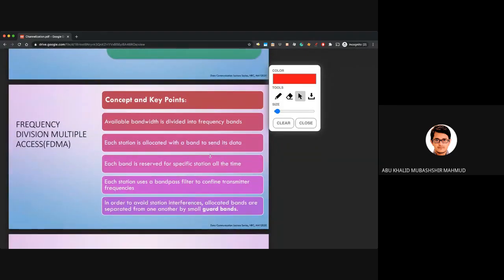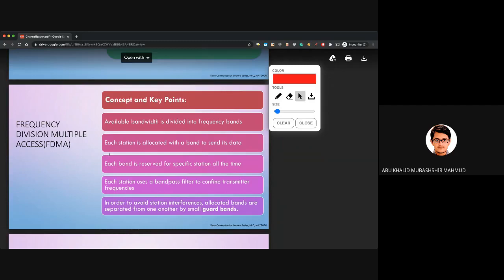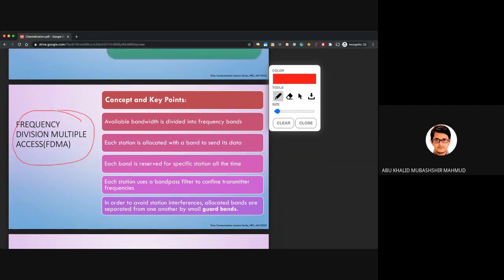So at first we will see the concept and the key points of the frequency division multiple access. So what does it focus on? It is evident from the naming that it focuses on the frequency bands. Available bandwidth is divided into frequency bands, and each station is allocated a band to send its data, so that it does not overlap with the data of other stations. A band is reserved for a specific station all the time.